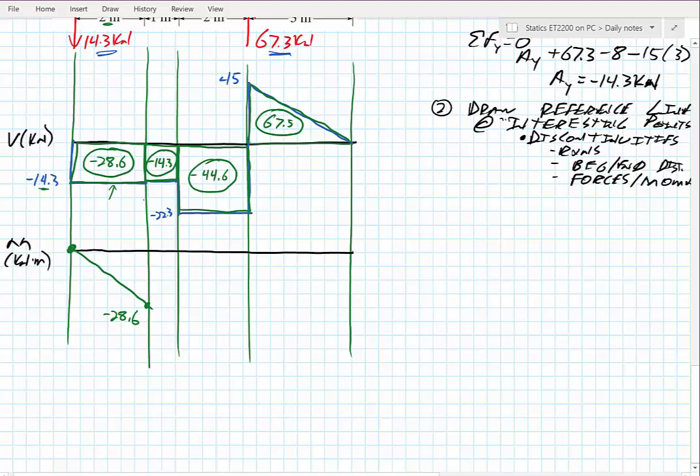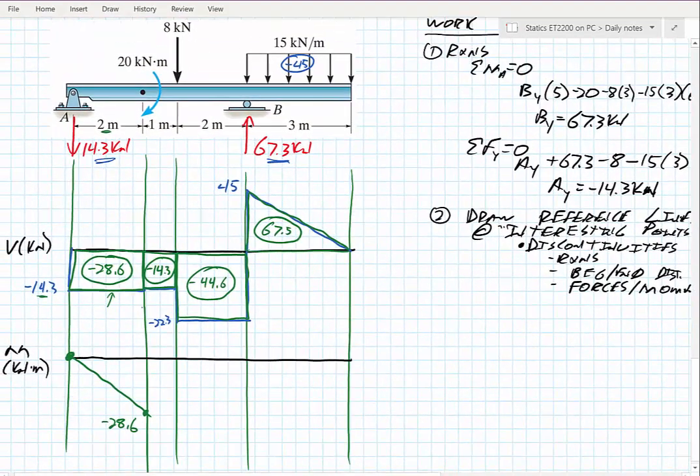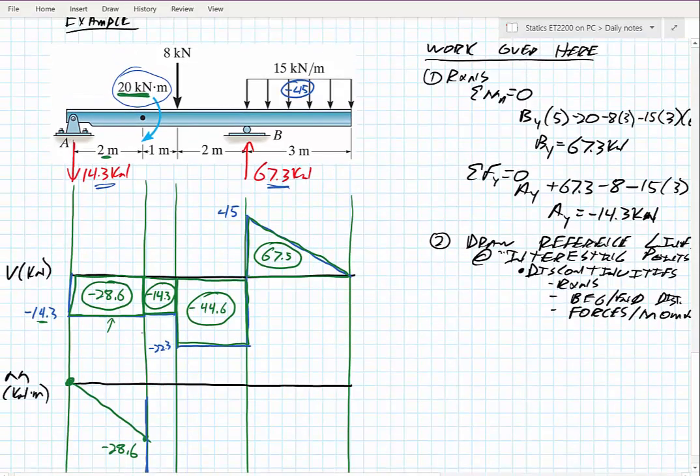So after I get to that point, now I have a concentrated moment of 20 kilonewton meters. So I have to figure out what to do with that 20 kilonewton meters on my moment diagram. So it's either going to go up to 8.6 or it's got to go down to negative 48.6. So the idea is I have to figure out if this is a positive or negative 20 kilonewton meters on this beam. And how do I know? Well, I have to think, what does it do to the beam? Is it making the beam smile or frown?